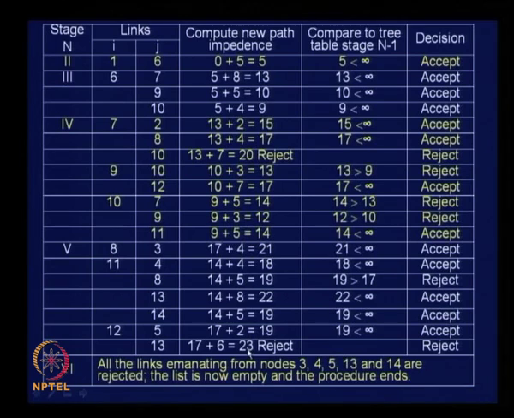Now we are proceeding from these nodes, and we find those nodes are zone centroids, so there is no way to proceed further, isn't it. So our remark is this: all the links emanating from nodes 3, 4, 5, 13 and 14 are rejected, the list is now empty and the procedure ends. Clear?